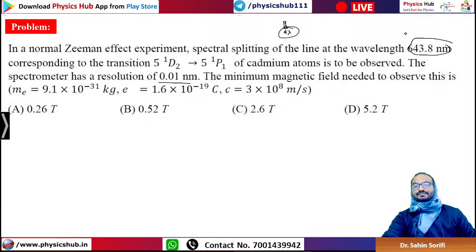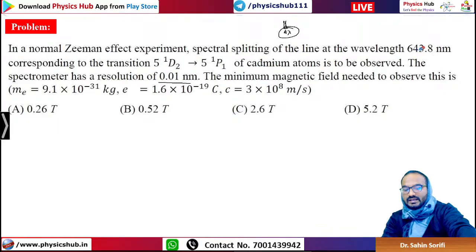Lambda value is also given. Lambda and delta lambda are given. You have to find out B.